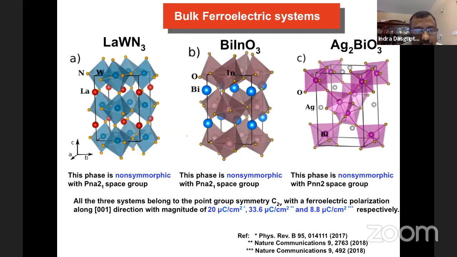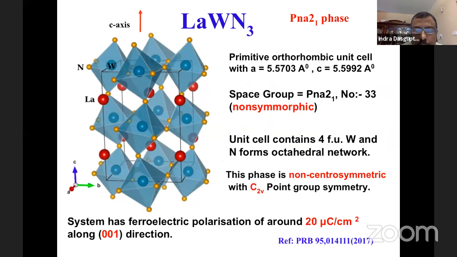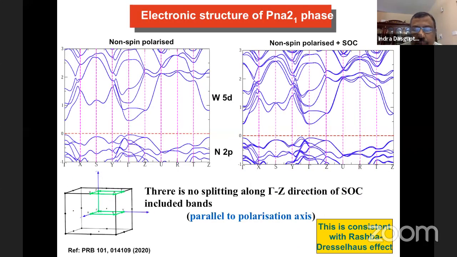So it satisfies all the criteria. It is an insulating system, and let me tell you, it's a band insulator. So I don't have to put in Hubbard U or anything of that kind. Just life is simple. Secondly, it's ferroelectric, so it automatically breaks inversion symmetry. So I have all the necessary ingredients to host a Rashba-Dresselhaus effect. This is something we already talked about. So let's look at the band structure of the system.